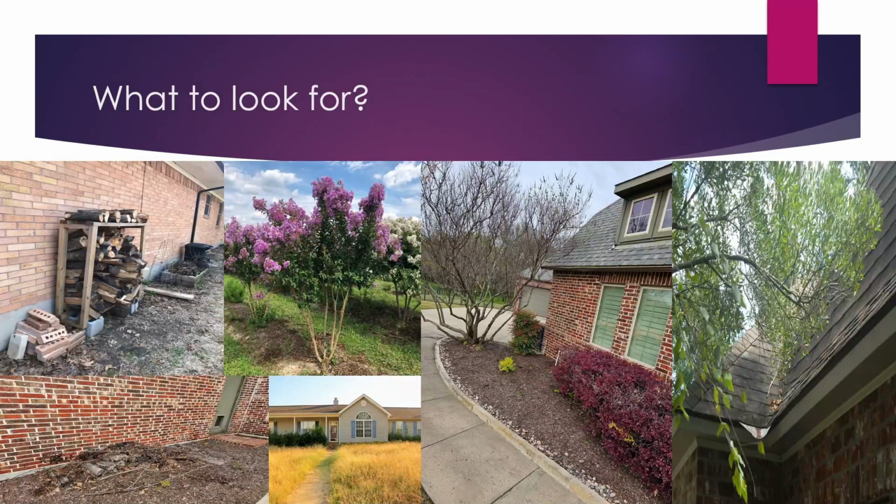Okay, so here are some examples of what to look for, right? We've got wood piles next to the house. We've got lots of vegetation growing up against the sides of the house or around the house. We have tree limbs touching the house. So all of these things are some examples of what we need to be looking for.